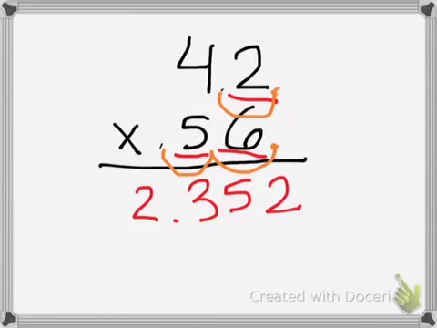Now let's think about if our answer makes sense. We said we want our answer to be somewhere around 2, and 2 and 352 thousandths would be a good answer based on our estimate.